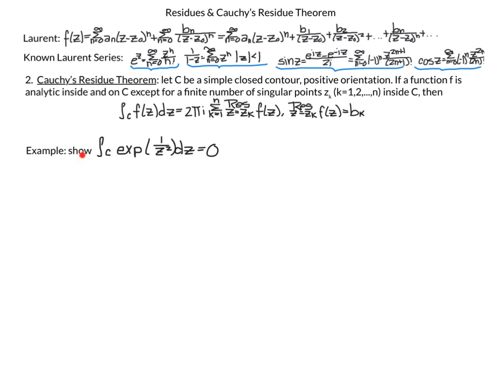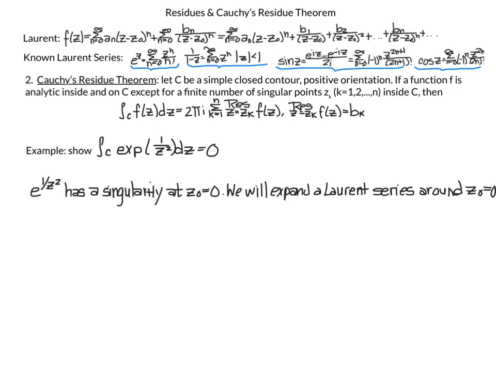My next example is to show that the closed curve integral of e to the 1 over z squared is equal to 0. And the first thing to notice is this e to the 1 over z squared has a singularity at z naught equals 0. So we're going to expand a Laurent series around this point, around z naught equals 0. So you want to remember, you always expand your Laurent series around your singularity.